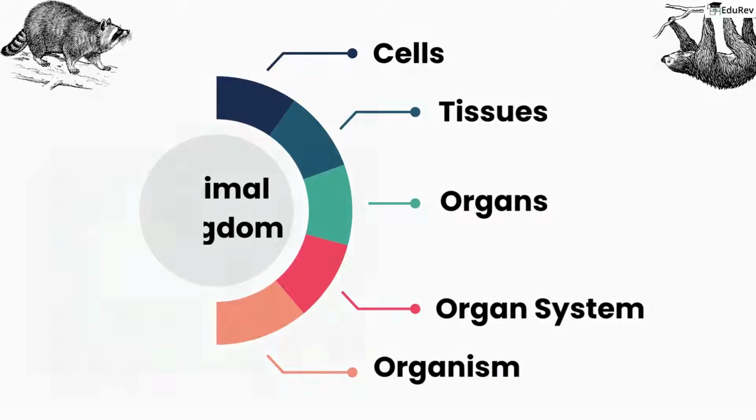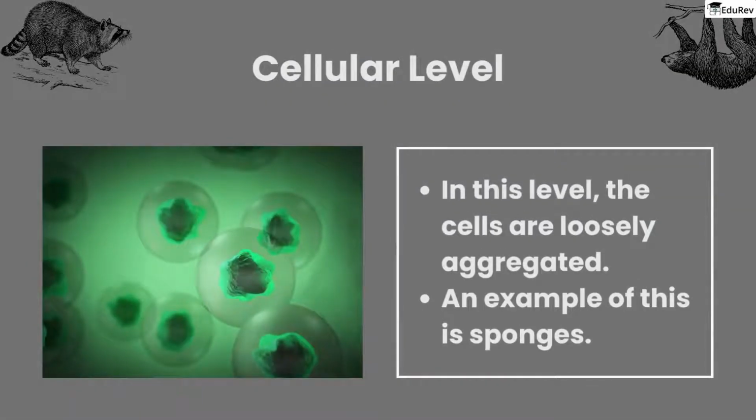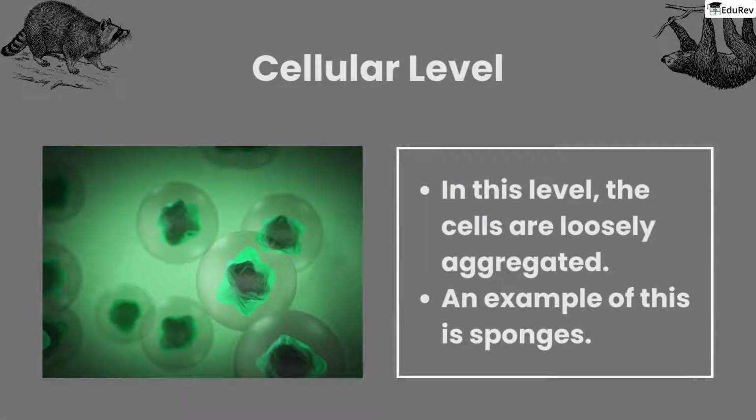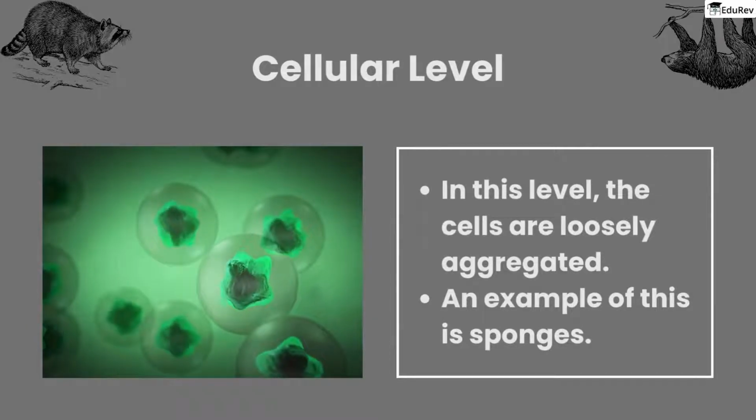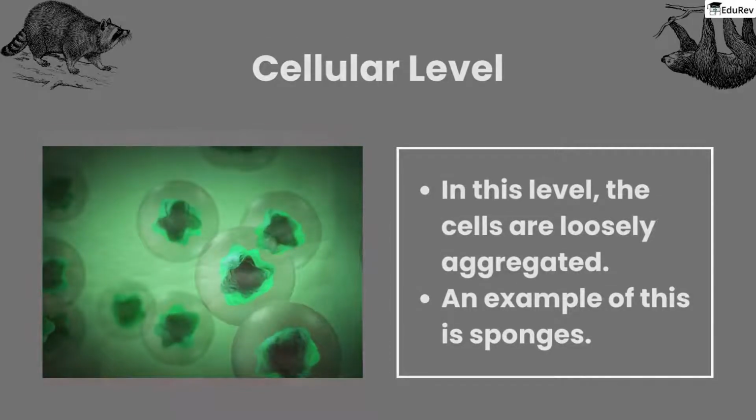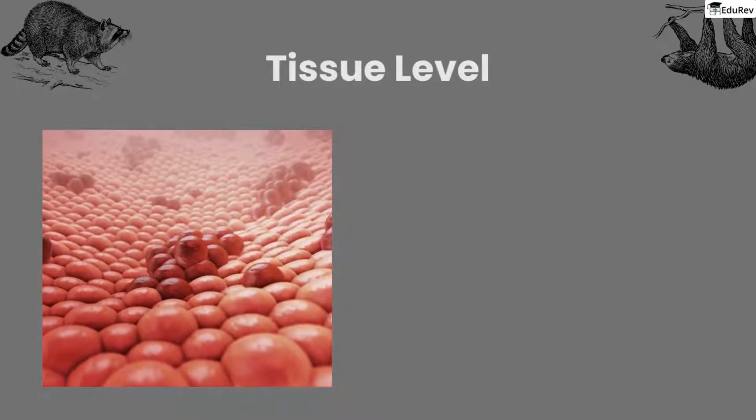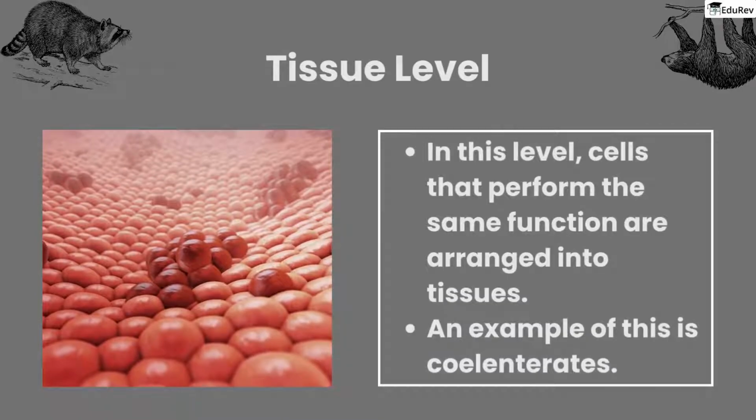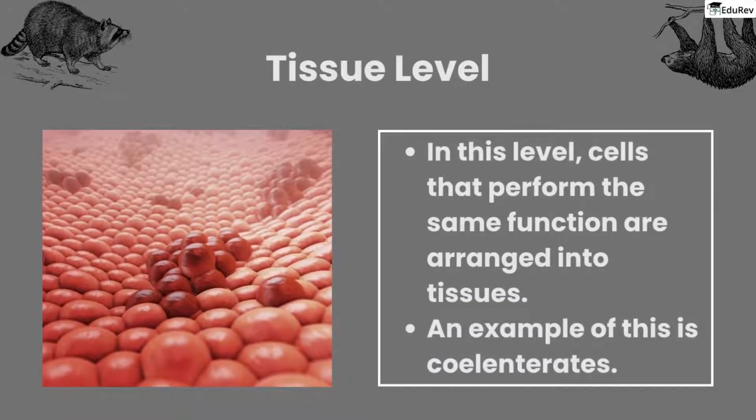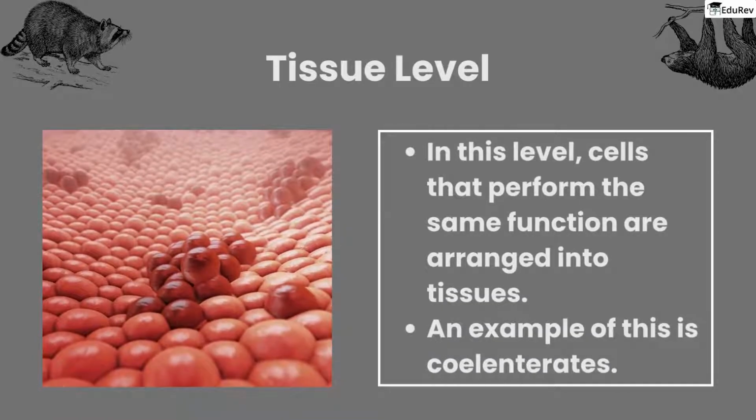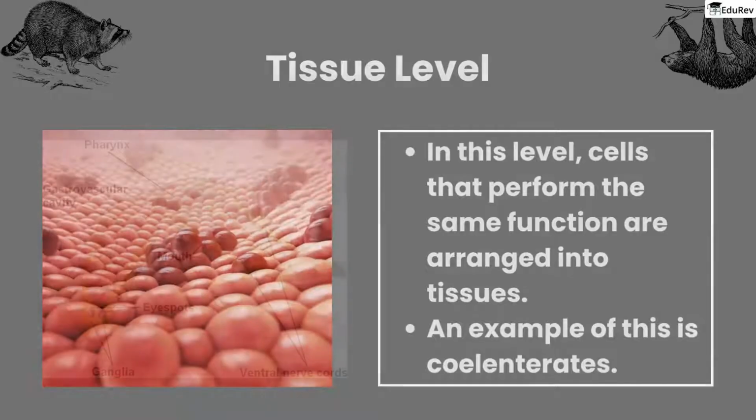The first level of organization is the cellular level. In this level, the cells are loosely aggregated. An example of this is sponges. The second level of organization is the tissue level. In this level, cells that perform the same function are arranged into tissues. An example of this is coelenterates.